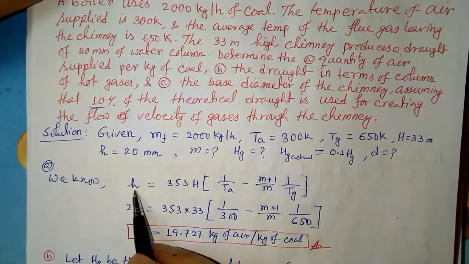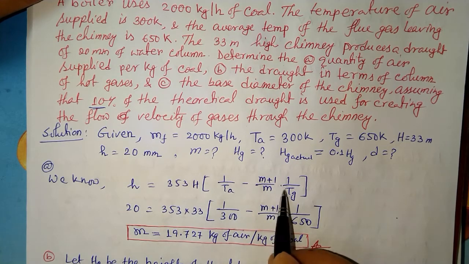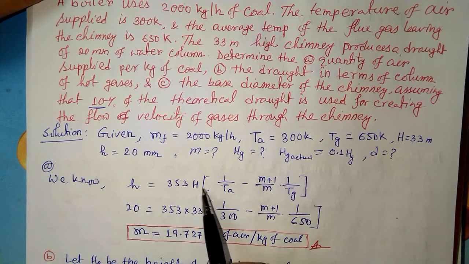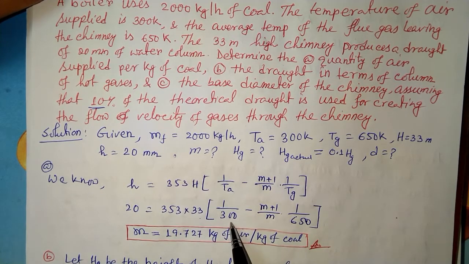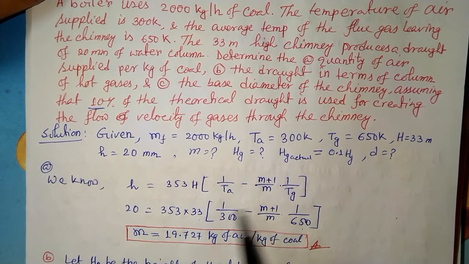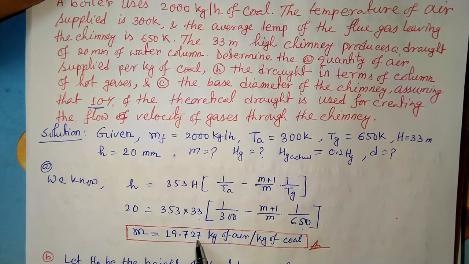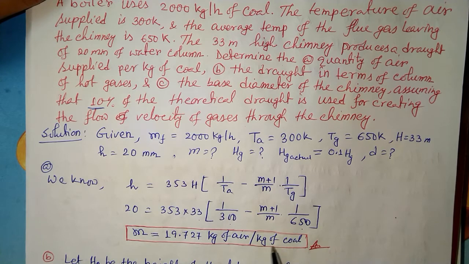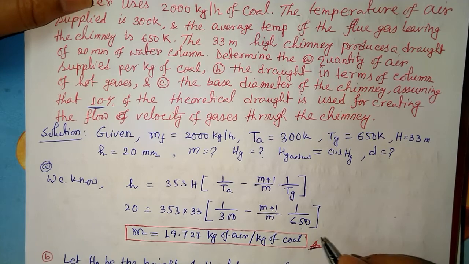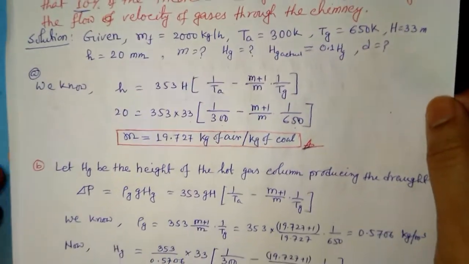So these are the information given. As we know, h is equal to 353 H into [1 by Ta minus (m plus 1) by m into 1 by Tg]. Now everything is given: h is 20, capital H is 33, Ta is 300, Tg is 650. So we only need to find m. If you simplify this equation, you get m is equal to 19.727 kg of air per kg of coal. So this is our first answer. We got how much air we need to supply for burning 1 kg of coal.